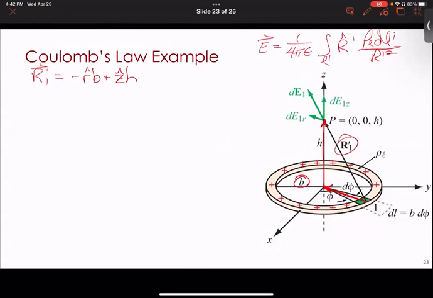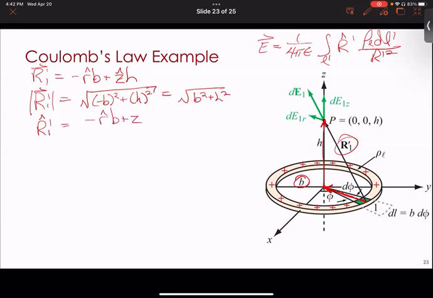Because once you have that, then you can get the magnitude of R1 prime. What would it be? It would be, remember, the component squared and then square root. So it would be the square root of minus b squared plus h squared. So that would just be the square root of b squared plus h squared. Okay, and we can also get the unit vector, R1 prime hat, because it's just the vector divided by the magnitude.